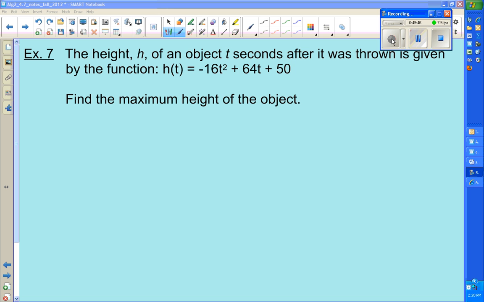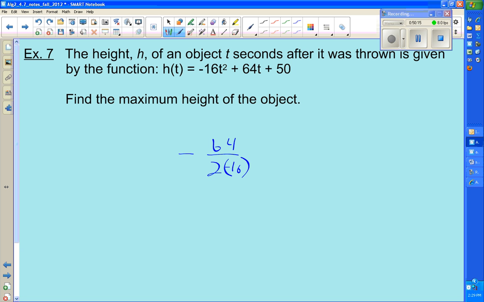When you have negative 16t squared plus 64t plus 50, we want the height of the object at its maximum. Where does that occur? At the vertex. How do you find the vertex for this? Negative b over 2a. So if I do the opposite of 64 over 2 times negative 16, who can tell me what I'm finding?